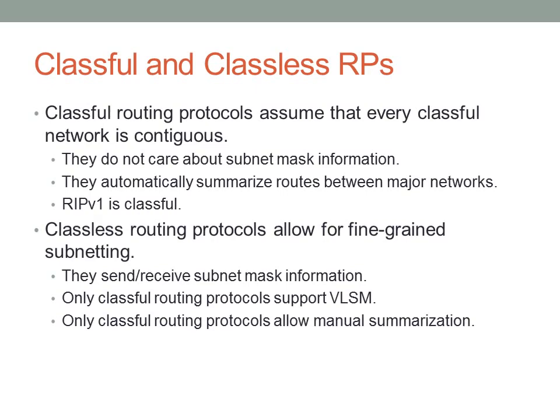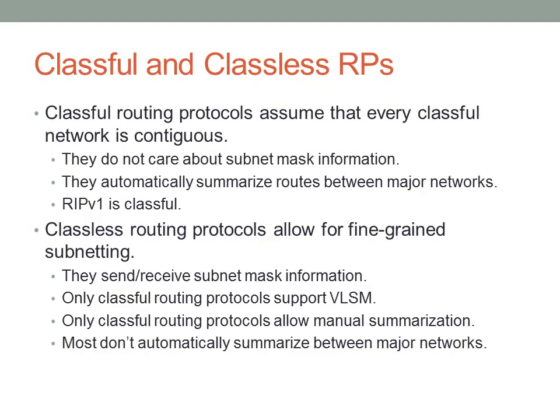Also, only classless routing protocols will allow manual summarization. With RIP version 1, for example, we can't do any sort of manual summarization. We have to rely on classful boundaries. Most classless routing protocols will not automatically summarize between major networks. The one exception is that in certain circumstances, EIGRP will behave this way, and we may talk about that when we get to EIGRP. RIP version 2, OSPF, and EIGRP, which are the major routing protocols we discuss, are all classless, so you shouldn't have to worry about route summarization or crazy stuff like that.